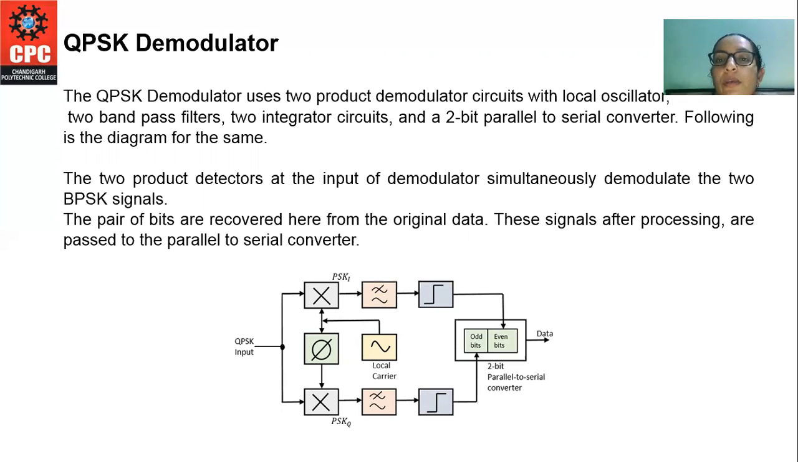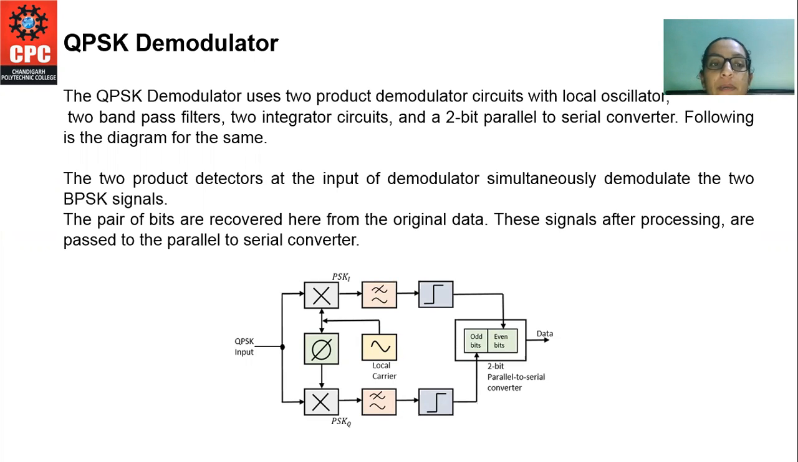So for the QPSK demodulator, here the QPSK demodulator is using two product demodulator circuits with the local oscillator, two bandpass filters, two integrator circuits, and a 2-bit parallel to serial converter. The diagram is shown on your screens. The two product detectors at the input of the demodulator simultaneously demodulate the two BPSK signals.